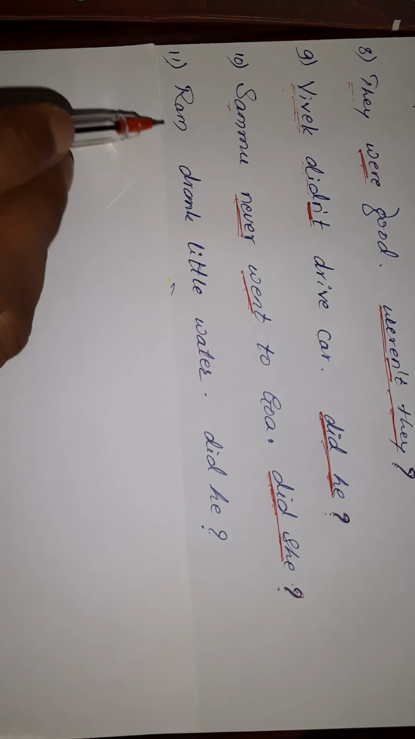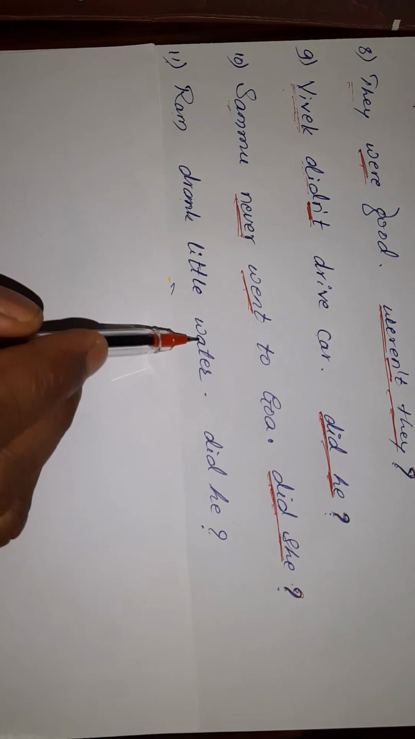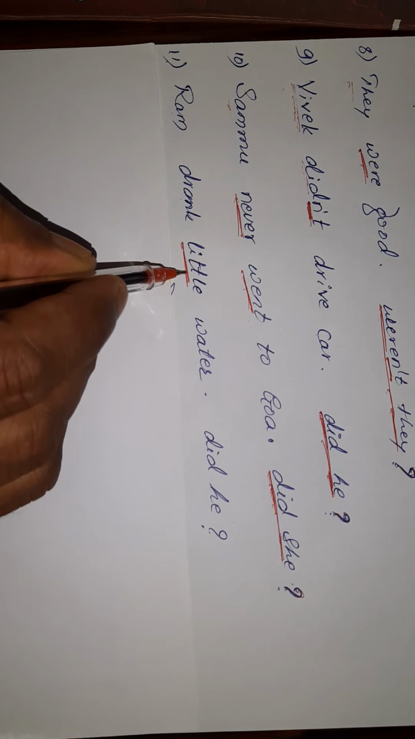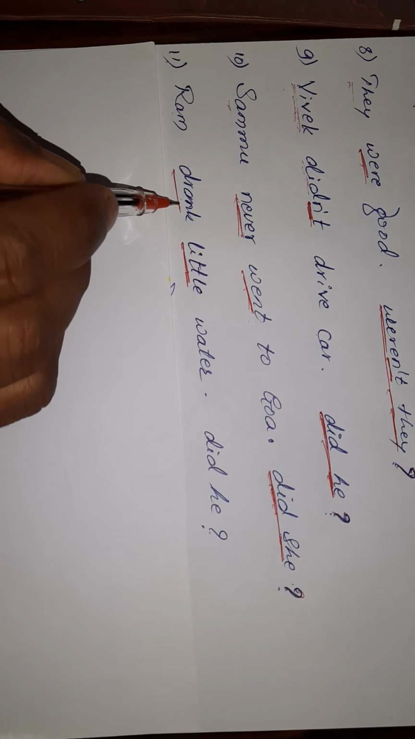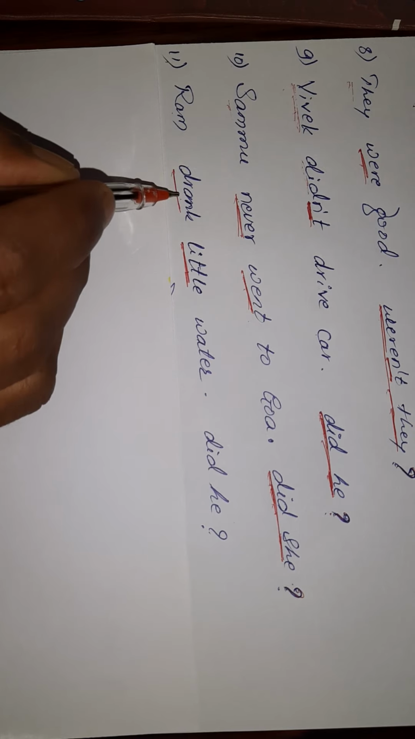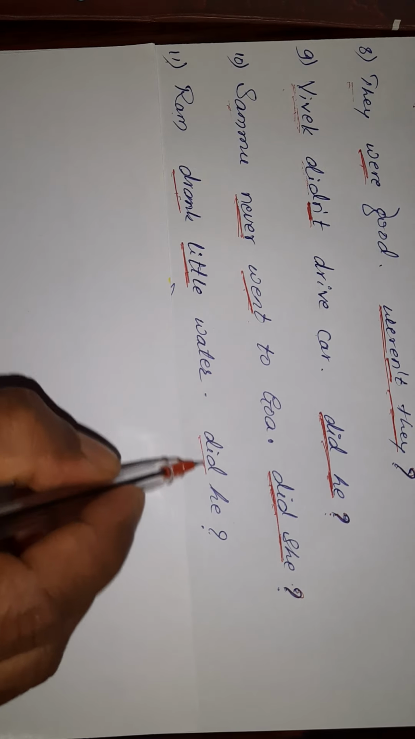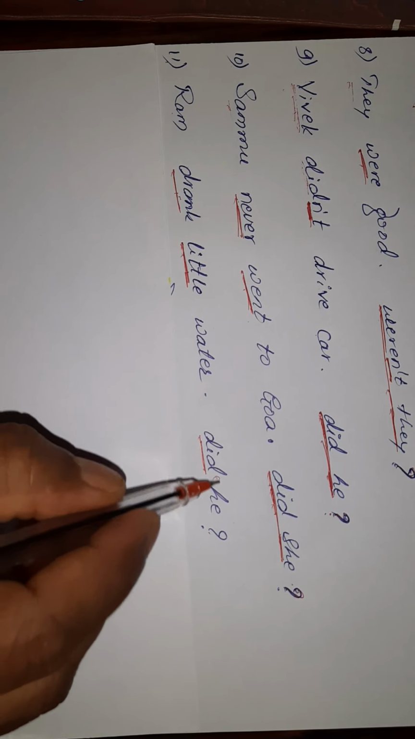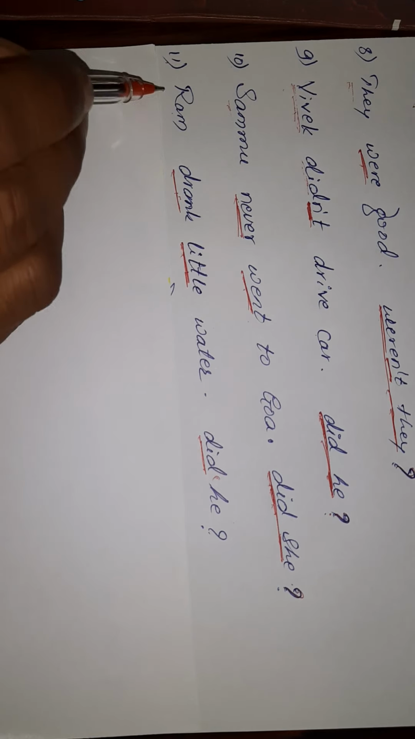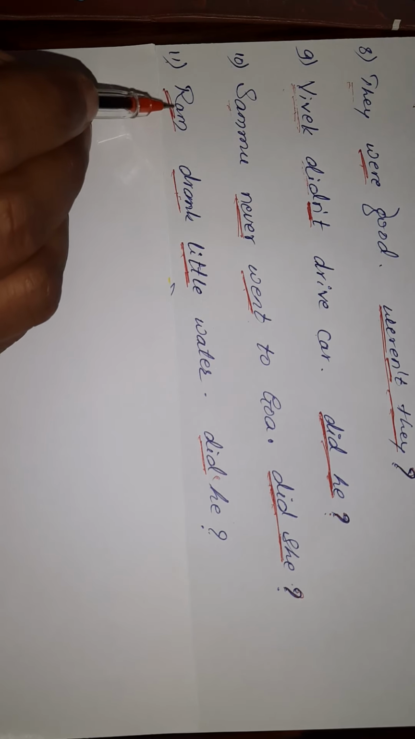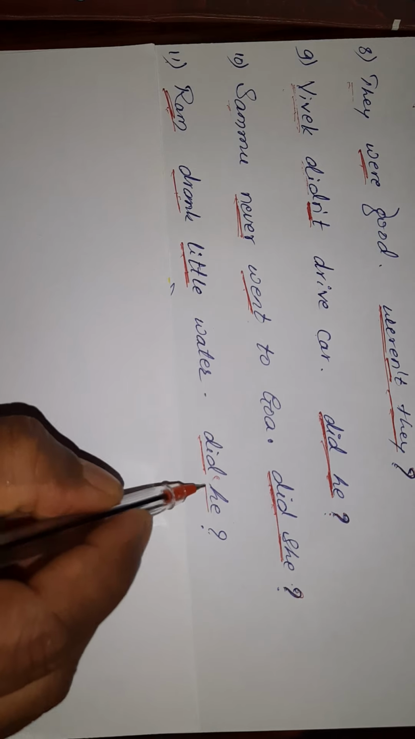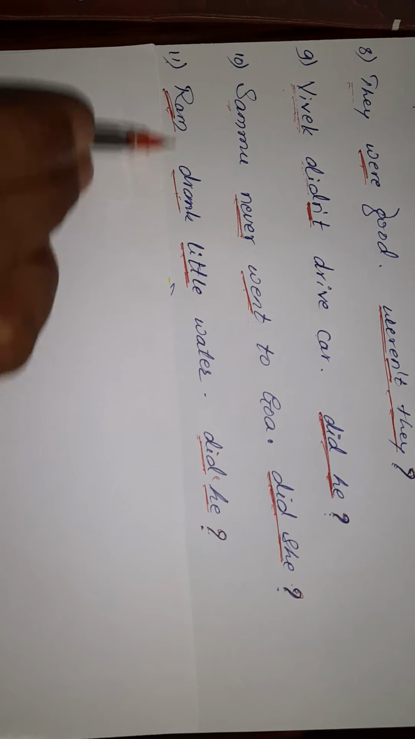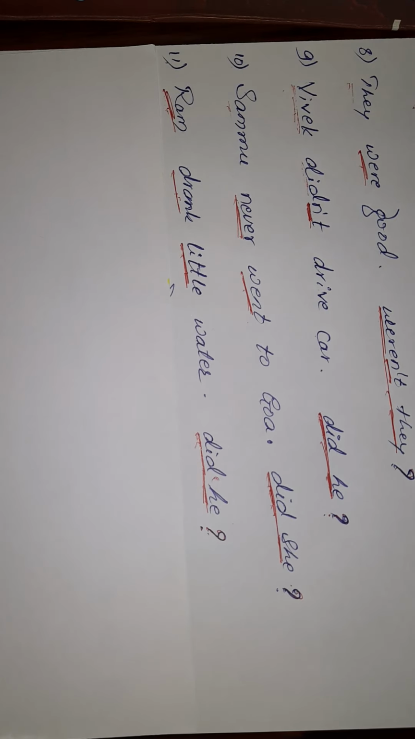Let's see the next example. Ram drank little water. So the word little itself indicates a negative sense, and drank is in past tense, so the helping verb or auxiliary form of drank is did. It is a little negative sense, so we use positive, not n't, not any word. So Ram is a boy or a man, so instead of a proper noun we used here he, and finally we used a question mark, so the tag of the statement becomes did he.